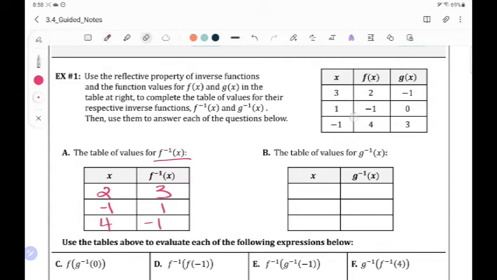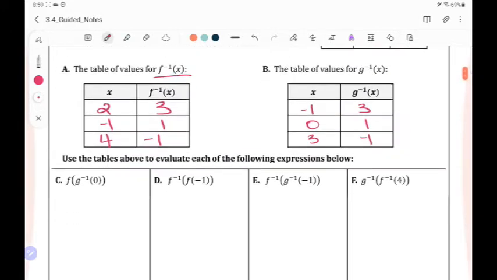And now I'm going to stop making these marks and we're just going to do g. Remember, g is here and x is here. So we're flipping these two. We're switching them. So we're going to have negative 1, 3; 0, 1; and 3, negative 1. That's what it means to be the inverse. The x's and y's exchange places with each other.